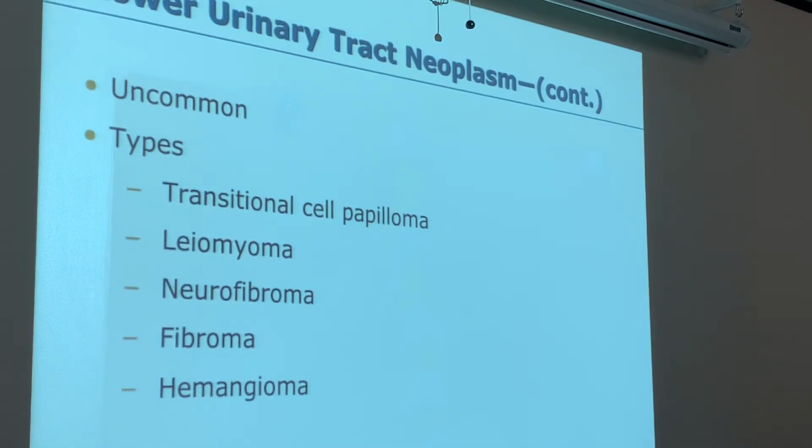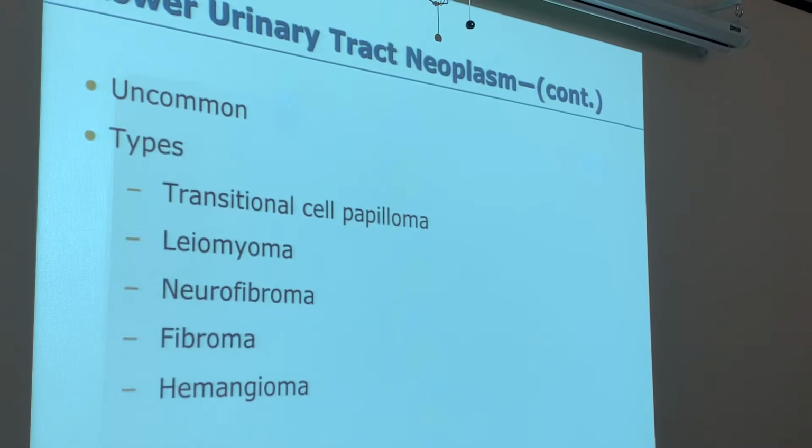Uncommon urinary tract neoplasms are, this is called a dysgerminoma. A dysgerminoma, it's uncommon, but you can get those, and they're usually in the urinary tract. Other types, you can have transitional cell papillomas, leiomyoma. A leiomyoma, another word for that would be a fibroid. Okay, it's just another word for leiomyoma. A neurofibroma, then a fibroma, and a hemangioma.